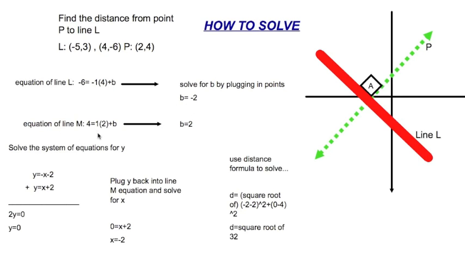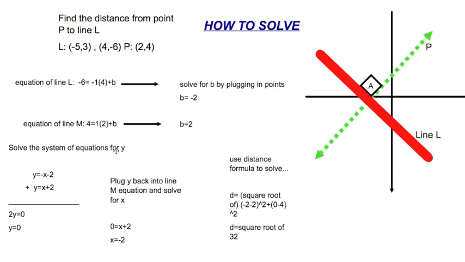After you've done that, you're going to then do the equation of line M, and that's going to be y = 1x + b in this case, because 1 is the negative reciprocal of the slope of line L, and then you're going to plug in the pair of coordinates. And once you've done that, you're going to solve for b again, and this time you're going to get b = 2. So after you've done this, now you've found the equations of both line L and line M.